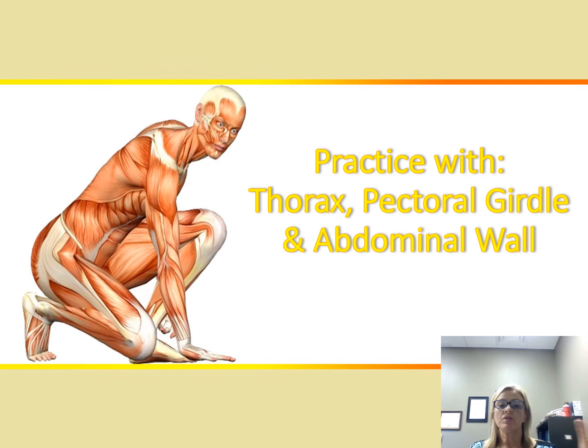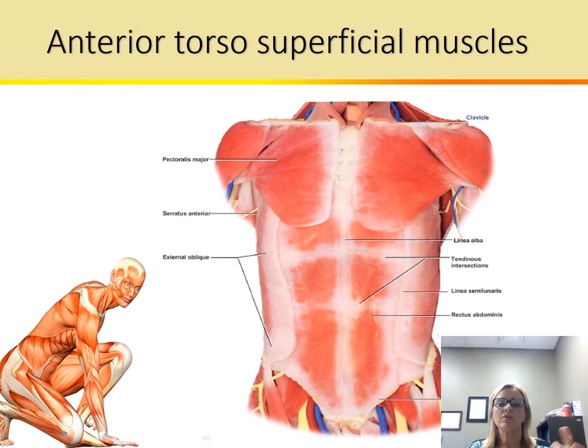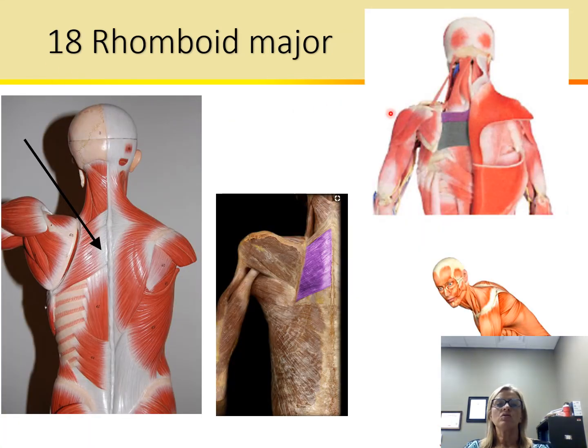All right, so now we're going to move more into thorax, pectoral girdle, and the abdominal wall. All right, so here is the anterior torso superficial muscles. On the syndaver, these are kind of all connected together in one sheet-like structure, okay? All right, so let's start with the rhomboid major. We're going to look at the rhomboid major and minor. So this one here is the major. This is the minor, okay? Major, minor. So this is the greater rhombus, which basically forms a rhomboid equilateral parallelogram. It's going to retract, elevate, and rotate the scapula inferiorly, okay? So inferiorly.